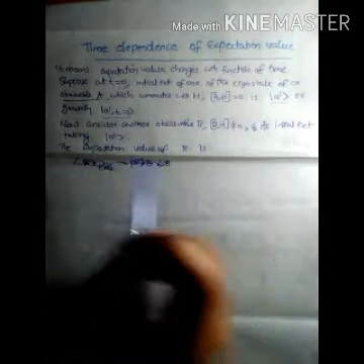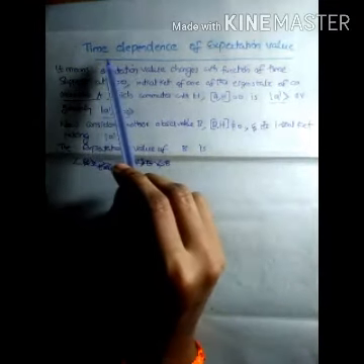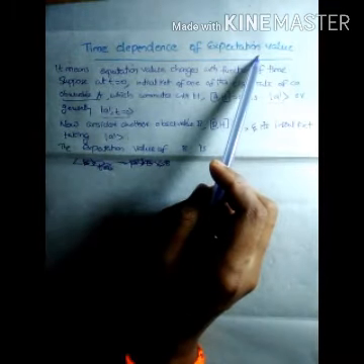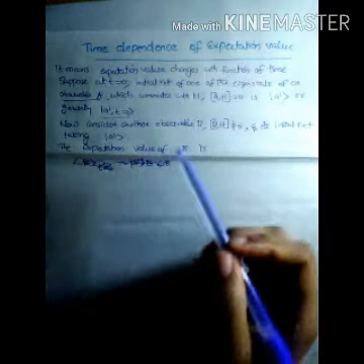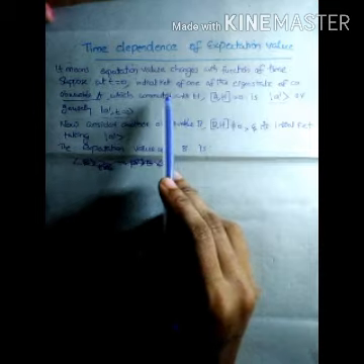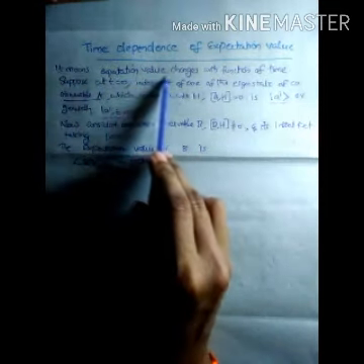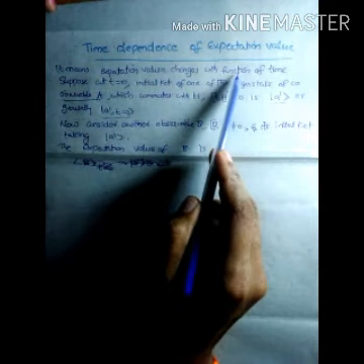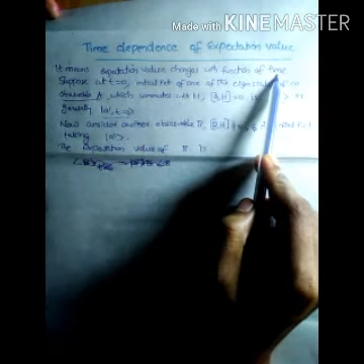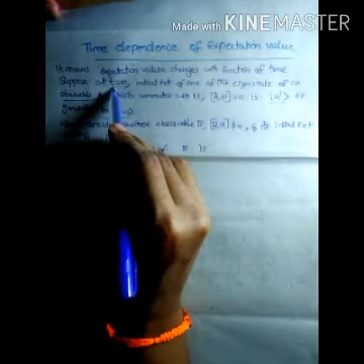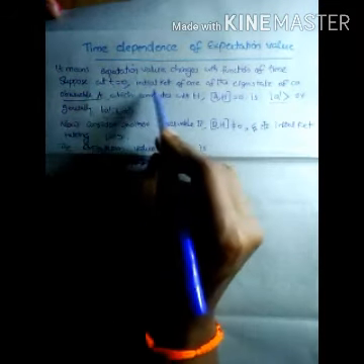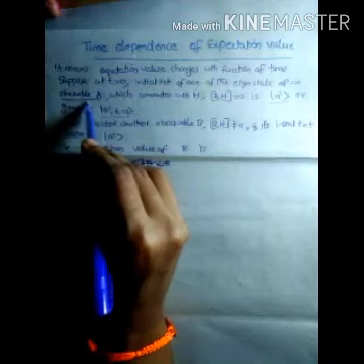Hi friends, let us start our new section, time dependence of expectation value in quantum mechanics. Here the expectation value depends on time, which means the expectation value changes as a function of time. Suppose at t equal to 0, we are taking an observable A.